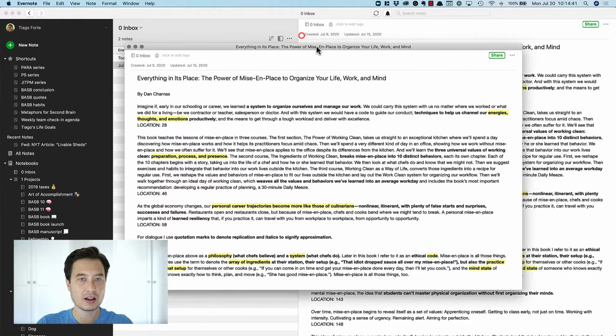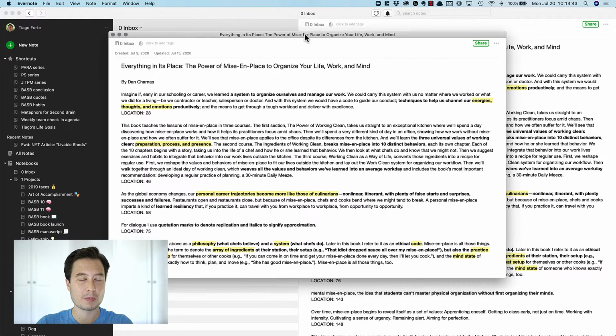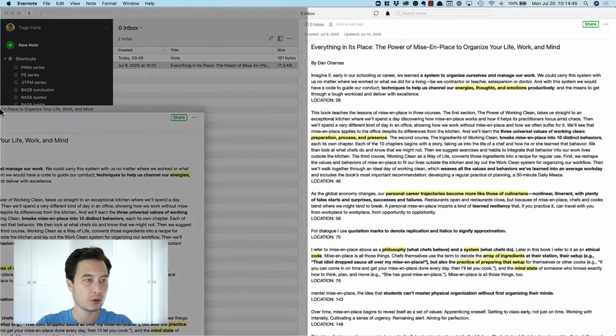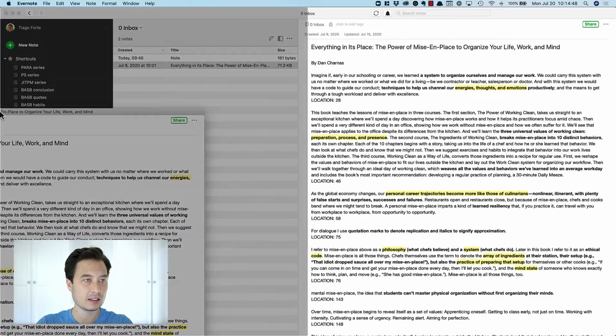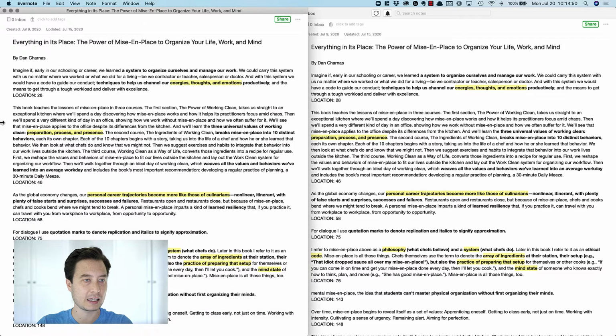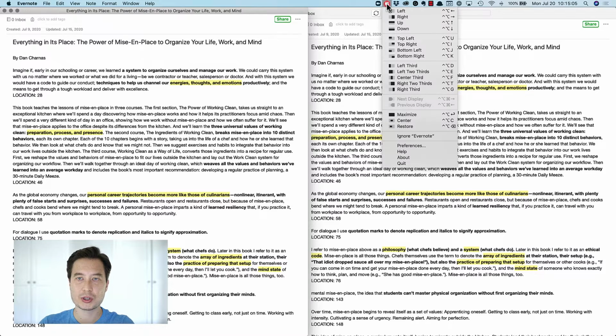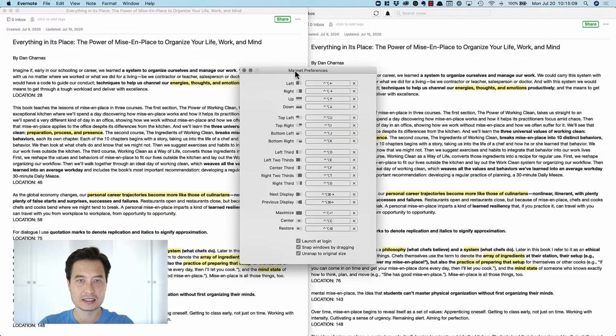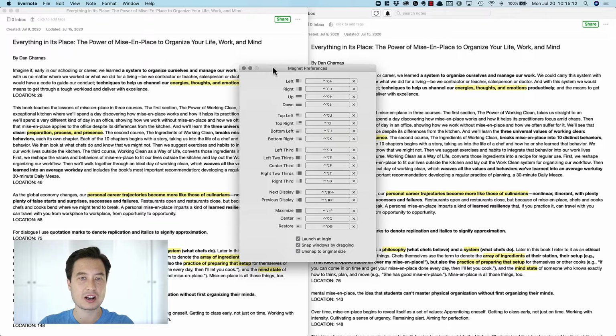If I get the top title bar or menu bar of this window and I just drag it all the way to the left, see how it darkens the left half of the screen, and I let go, it automatically sizes the note to just the left 50% of my screen. Okay, so really there's no advantage over doing it manually, except you just do it a little bit faster. And if you're curious which windowing app I use, it's right here. It is called Magnet. I'll drop a link to that in the comments.